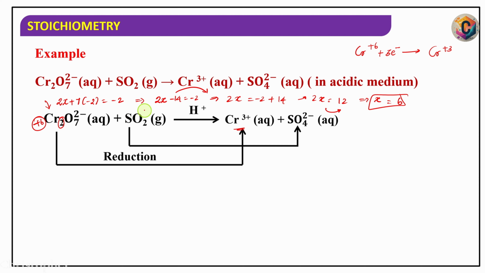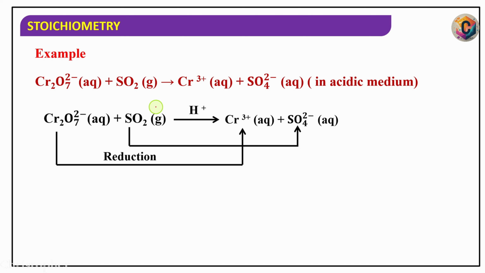So let us now take this SO2. In this SO2, I need to find out the oxidation state of S. To find the oxidation state of S, I have only one S present and then I have two oxides. Oxidation state is -2, and the total is equal to 0 because SO2 is a molecule. Got it? So the oxidation state of sulfur is +4.